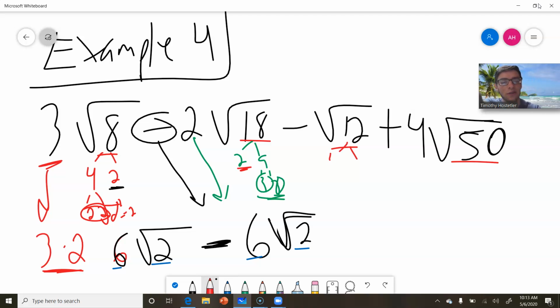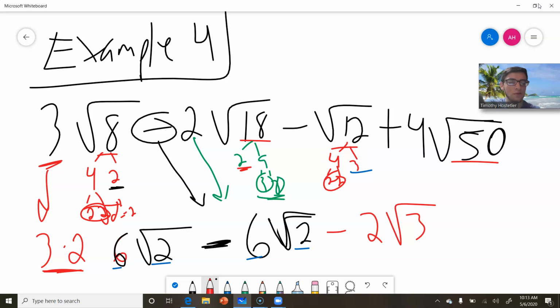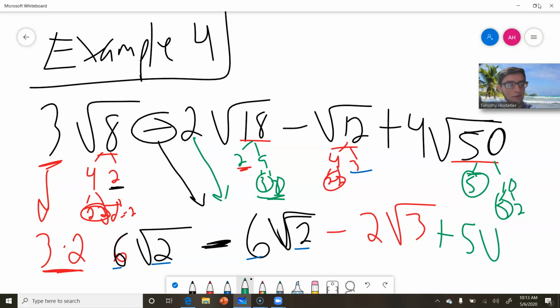Let's go up here to this 12, and I get 4 and 3, which is, again, 2 and 2. So now I'm going to have minus 2 times the square root of what was left on the inside, my 3. So there's minus 2 times the square root of 3. Now I do my 50, and I get 5 and 10, which is 5 and 2. So I get 5 and 5. So I'm going to have plus 5 times the square root of 2. How do I get that 2? That 2 comes there, and the 5 comes out.